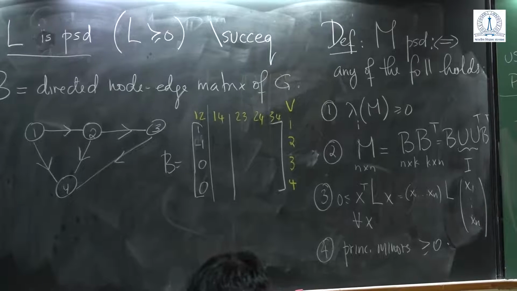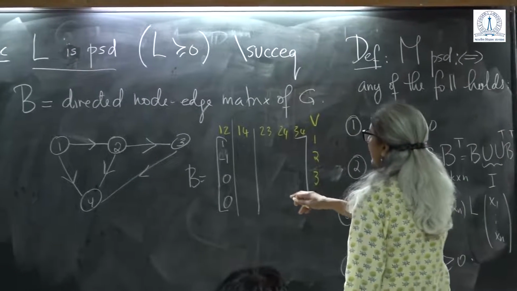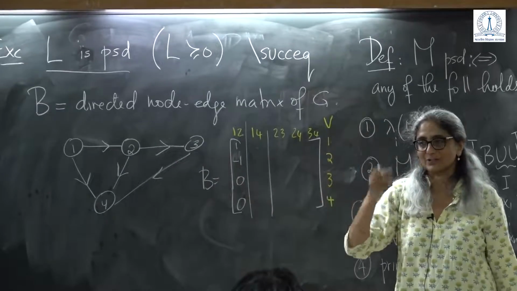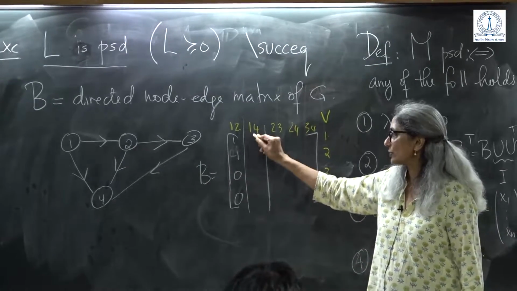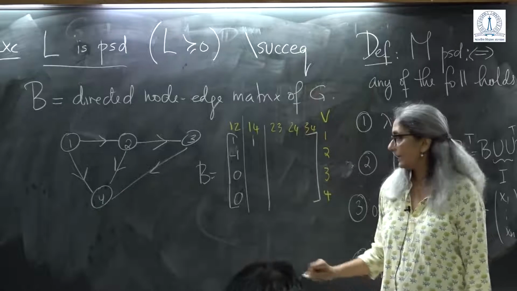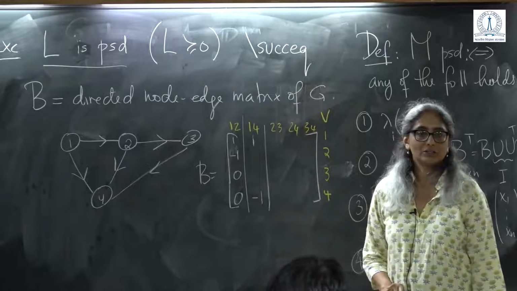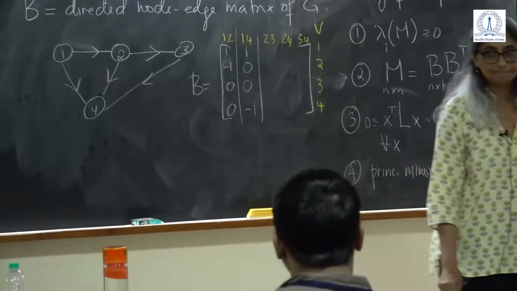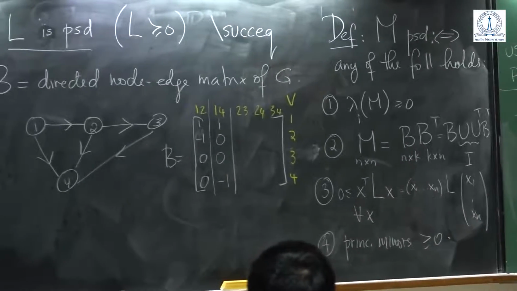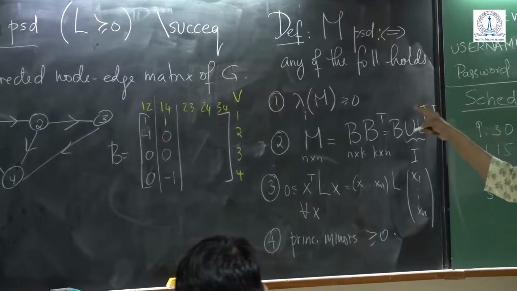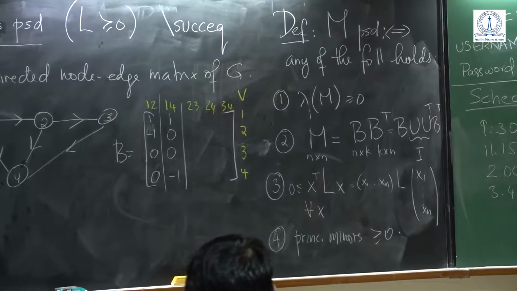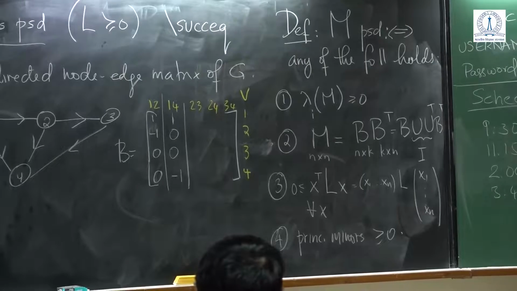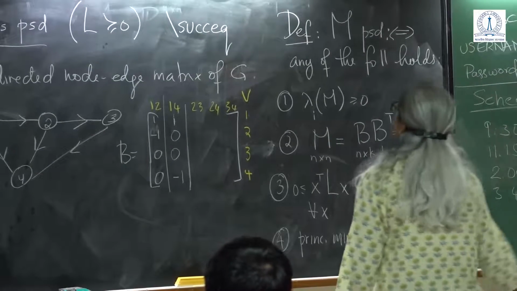Okay, so let's do 1, 4. What happens? I did it lexicographically so it's easy to remember. 1 is smaller than 4, so this is always the tail, and 4 is the head. So you put a -1, and the rest are zeros. Is that okay? This matrix is called the directed node edge incidence matrix. Make sense?